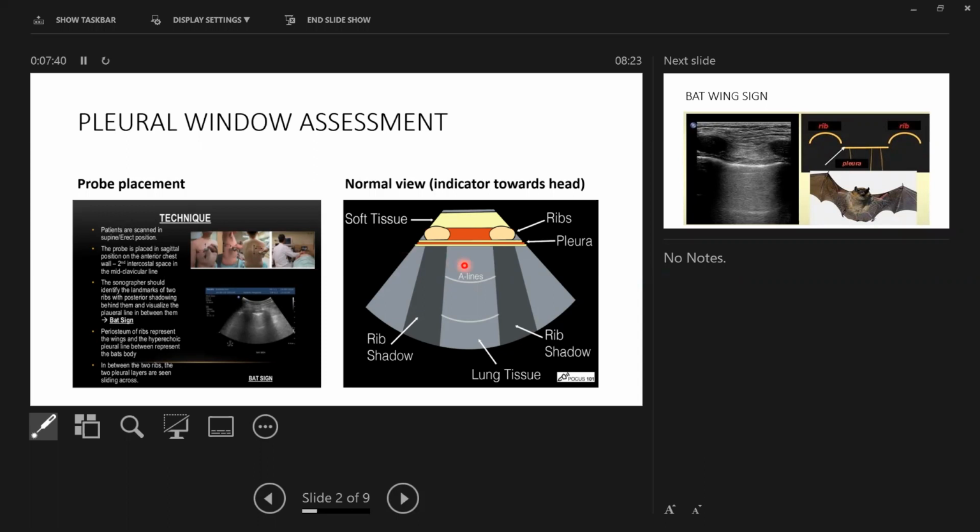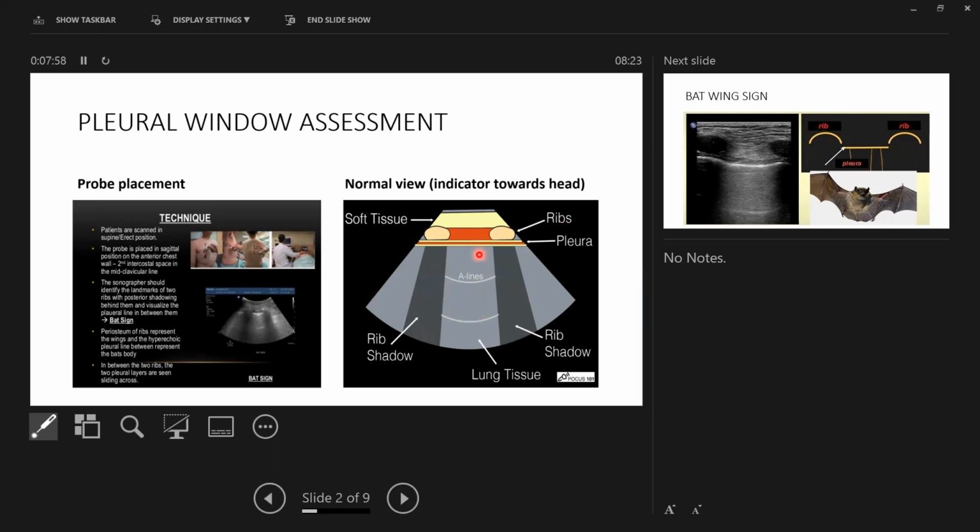Because if, for instance, you look at this diagram, this is what we're going to see. So our probe is here. We've got a little bit of skin. We've got soft tissue. We're trying to get in between two ribs. The ribs cast a shadow, so in other words, we can't see anything behind there. And then we see lung tissue behind there.